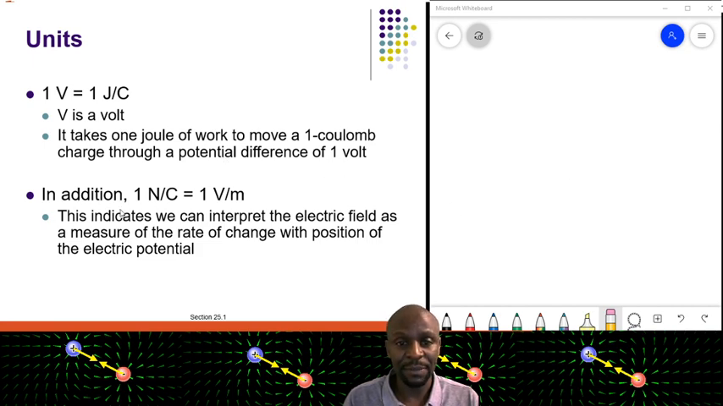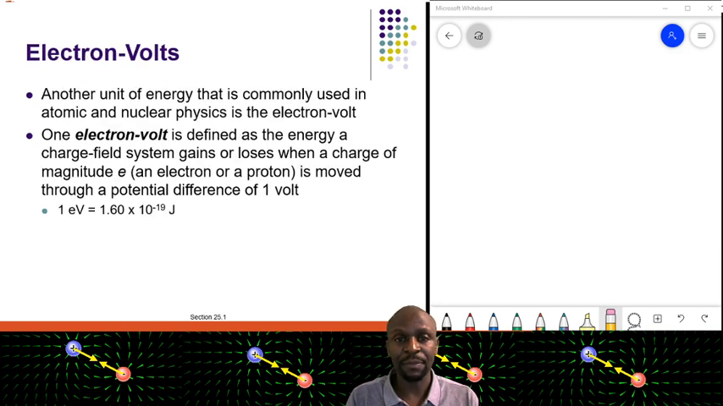In addition, from the previous chapter, we know that the electric field unit is given by newtons per coulomb. In this case, 1 newton per coulomb is equal to 1 volt per meter. This implies that we can also interpret the electric field as a measure of the rate of change with position of the electric potential. I will also have to prove to you a little bit later that the electric field can be written in terms of the gradient of the potential.